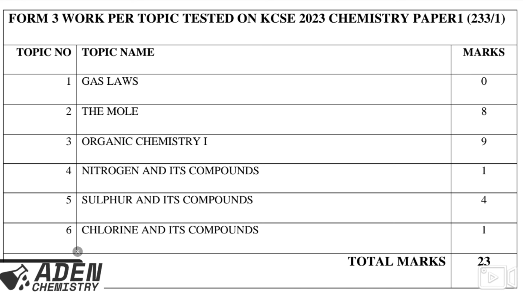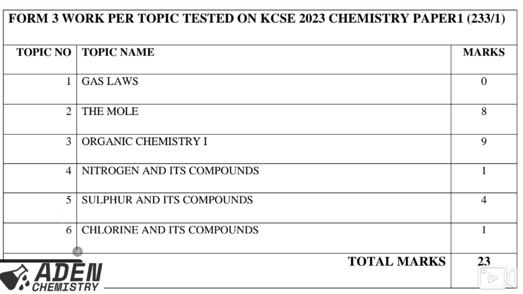So chapter 5, we are going to go to the chemistry of sulfur and its compound. It was having 4 marks. 4 marks is good, but remember sulfur and its compound is a very long and broad topic. So that means it will be repeated again. So you have to know it.